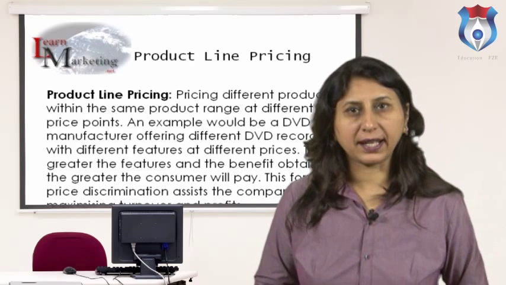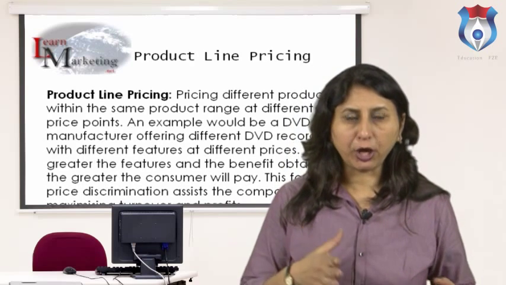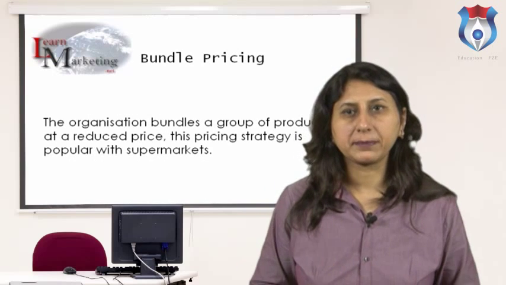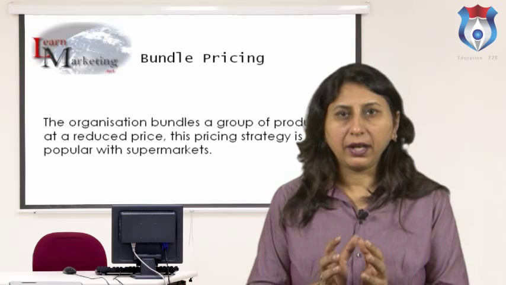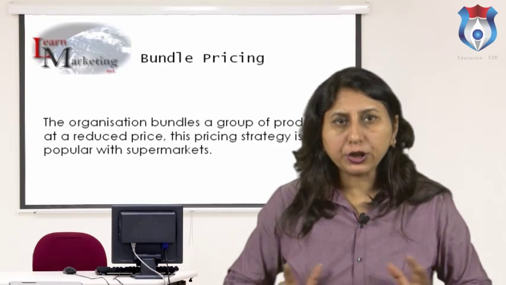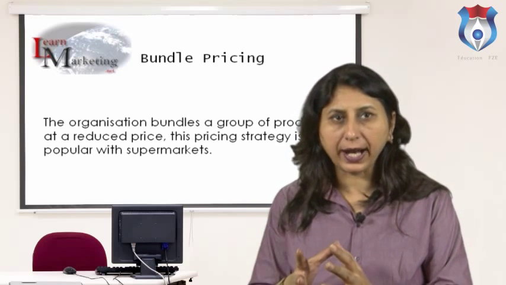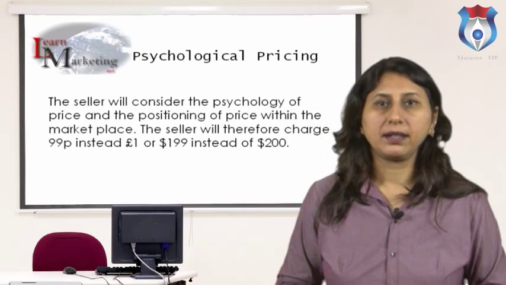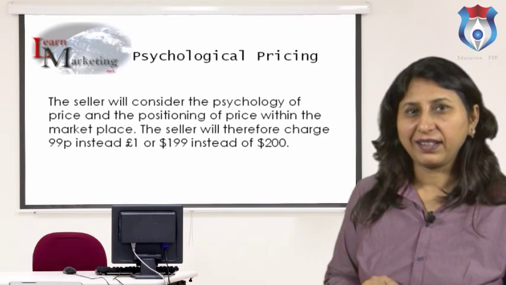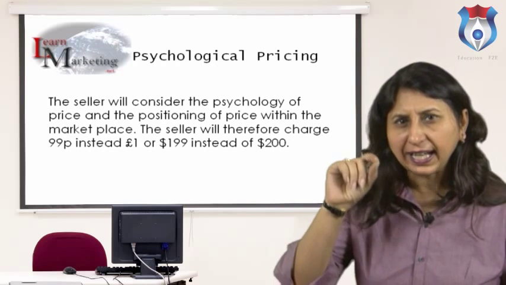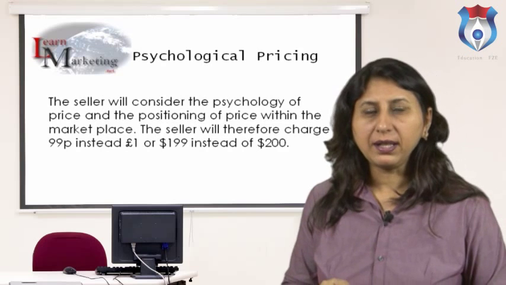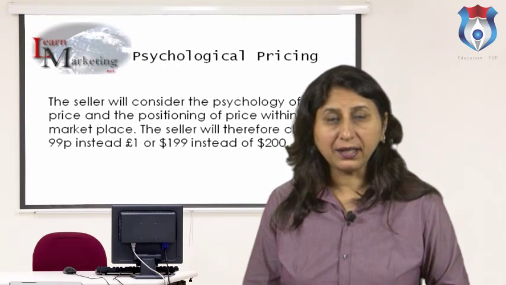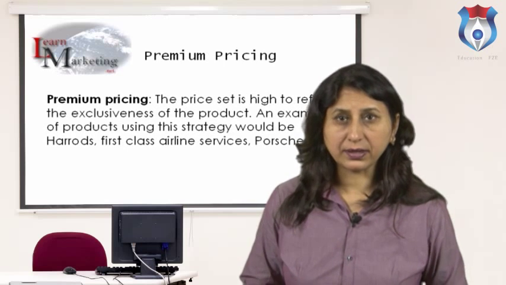Product line pricing. Pricing different products within the same product range at different price points. Bundle pricing. The organization bundles a group of products at a reduced price. This pricing strategy is popular with supermarkets. Psychological pricing. Hitting price points that are significant. Example, INR 9,999 sounds better than INR 10,000.